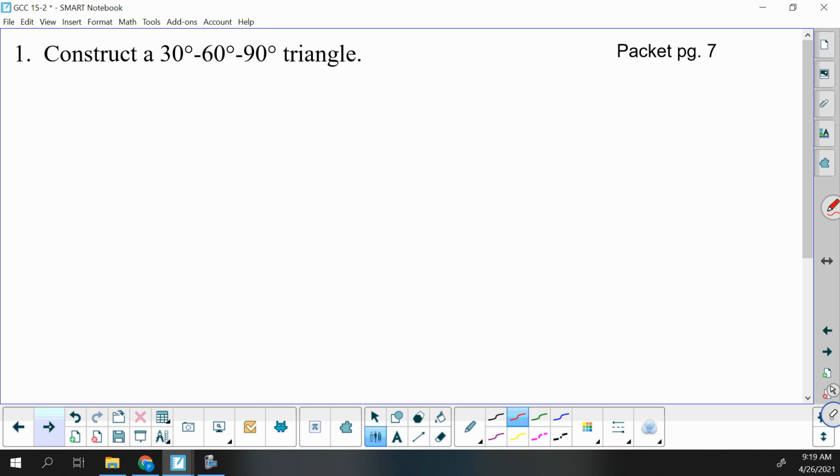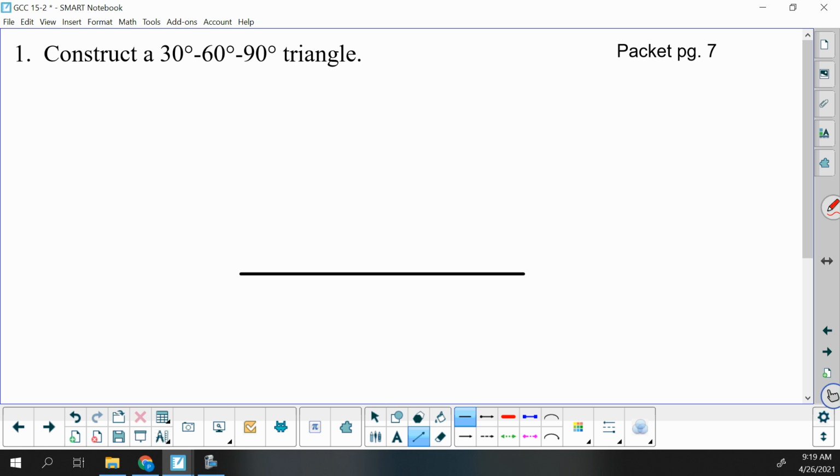All right, for today, we're going to start out with a 30, 60, 90 triangle. We're going to do 6 constructions all together. So you'll need your compass and straight edge out. And to start out, we're just going to do our equilateral triangle construction from yesterday. So with your straight edge, draw yourself a segment.